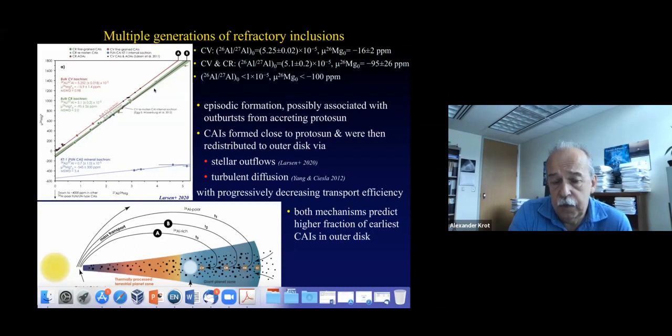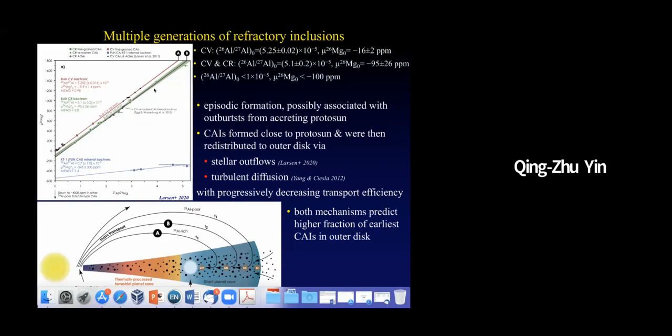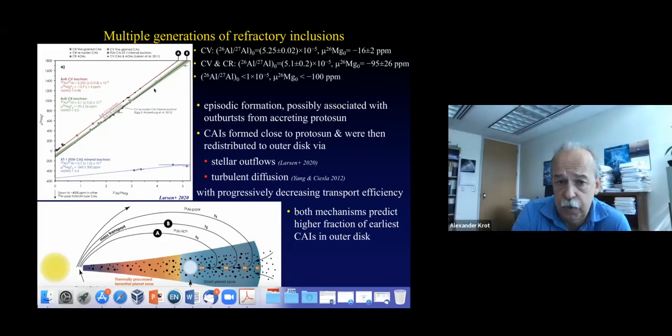And what they found is that the bulk magnesium isotopic compositions and the aluminum-magnesium ratio of these refractory inclusions plot on a different line with the same slope, 5.2 times 10 to minus 5, but with an intercept which is close to minus 100 ppm. And so there are some CAIs that have much lower initial aluminum-26/27 ratio and a much more negative intercept with the y-axis, which corresponds to the initial magnesium isotopic composition.